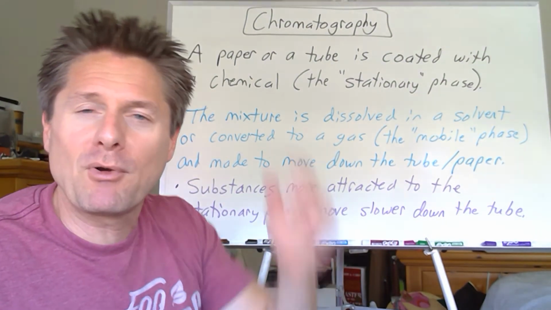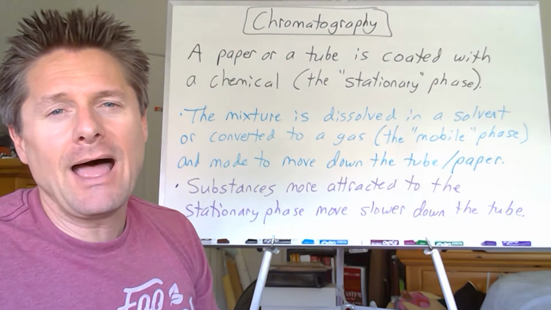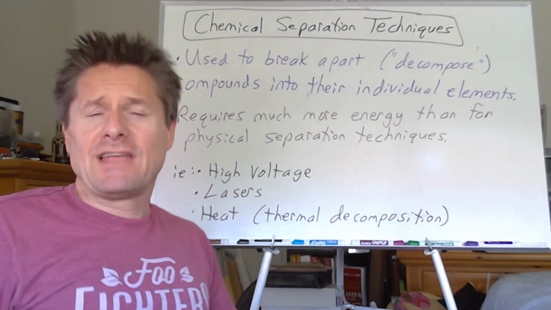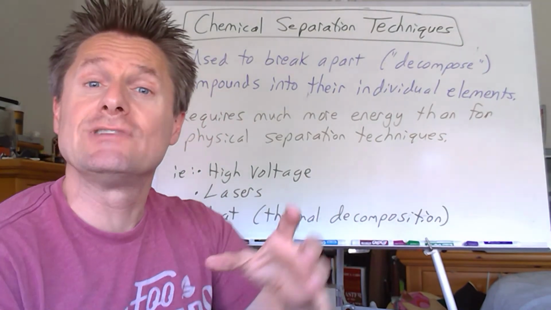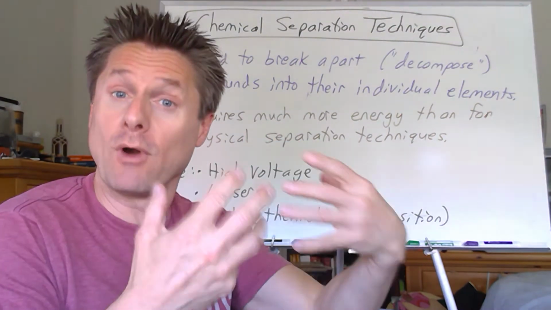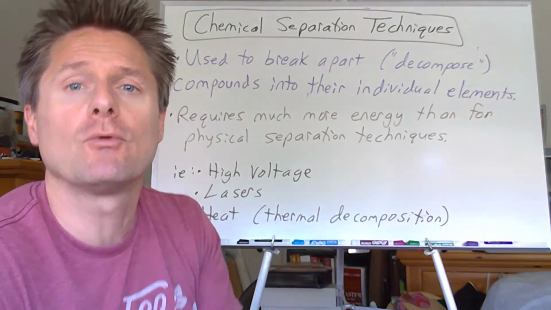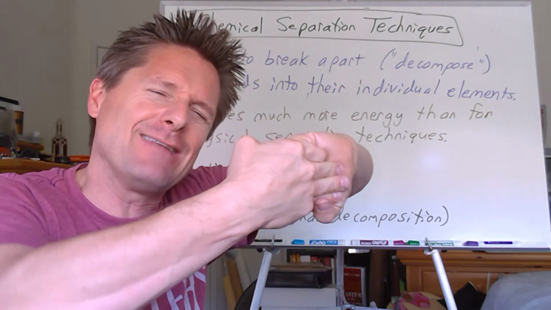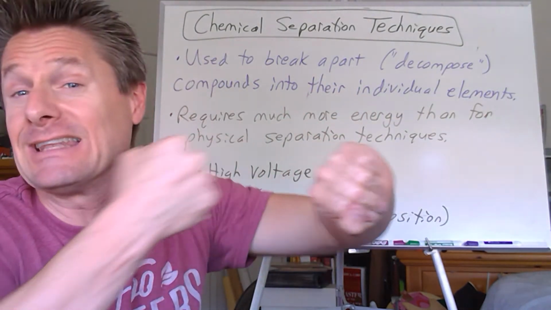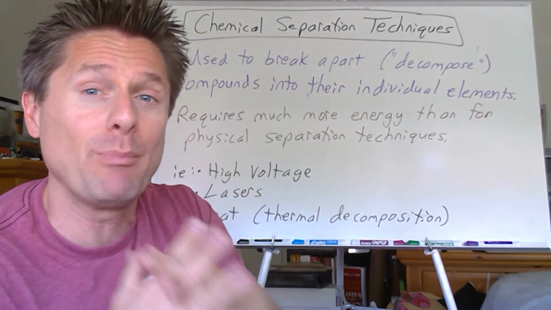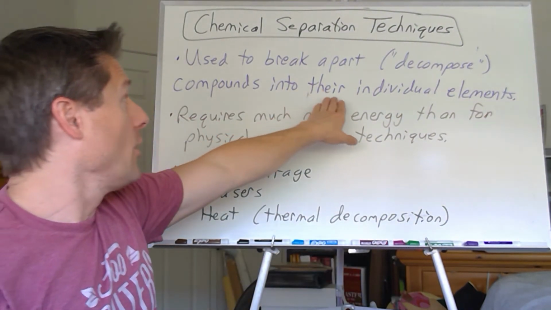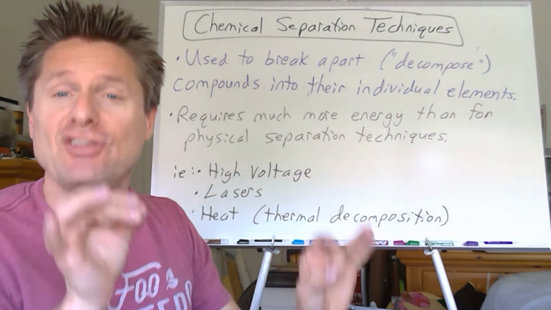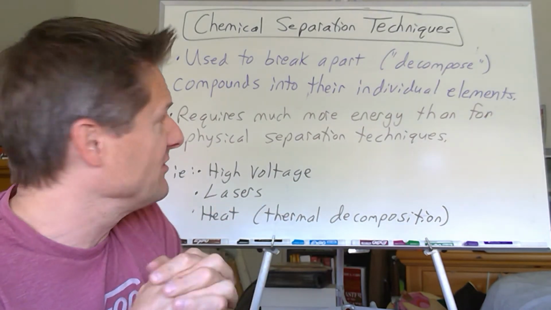Let's do some chemical separation techniques real quick, and we'll be done with separation techniques. Chemical separation techniques, of course, are used to take compounds, which are two or more elements chemically combined in a fixed ratio, and to break them apart, like the aluminum oxide. I don't want just the aluminum. It takes a lot of energy to break those chemical bonds that hold those elements together. So they're used to break apart, or you can think of it as decompose, the compounds into their individual elements.